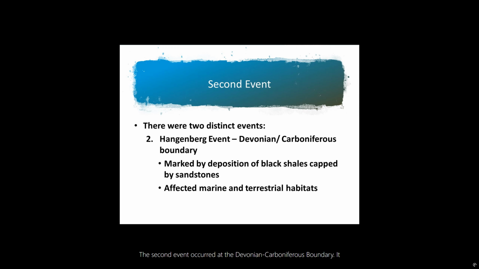The second event occurred at the Devonian Carboniferous boundary. It is called the Hangenberg event and is marked by the deposition of black shales capped by sandstones. This is usually an indicator of a rapid sea level fall. This event appears to have affected both marine and terrestrial habitats.